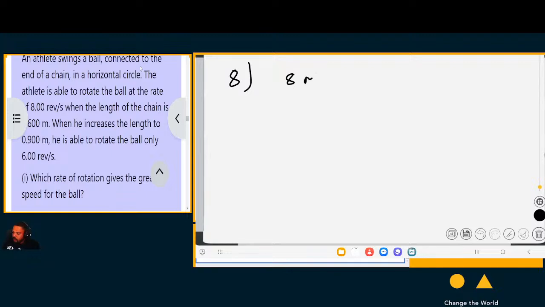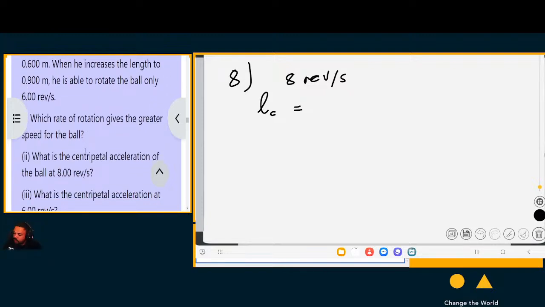8 revolutions, 8 revs per second. The rate of rotation is 8 revolutions per second. This is angular speed, I think. Let me just get back to the actual notation. But the length of the chain, let's say LC, length of the chain, let me just scroll up, is 0.6 meters.